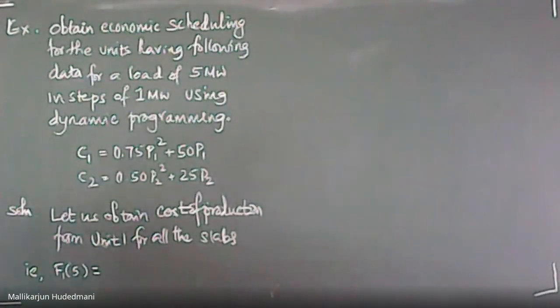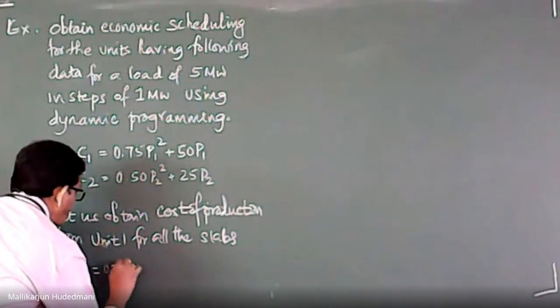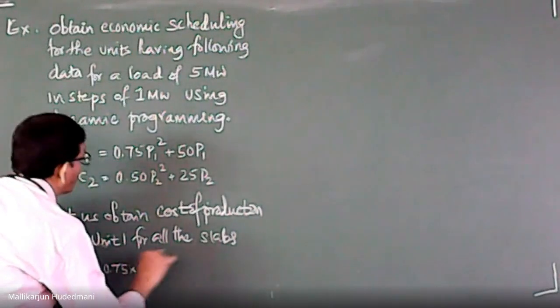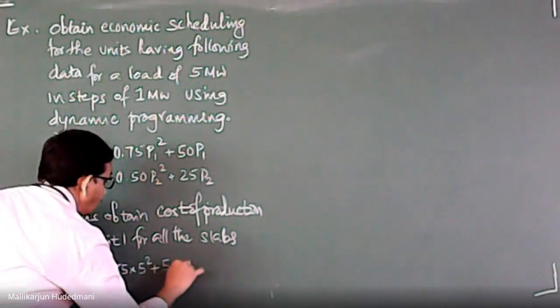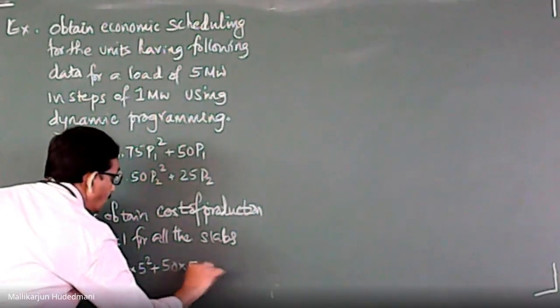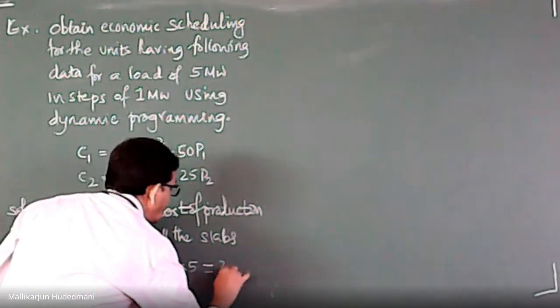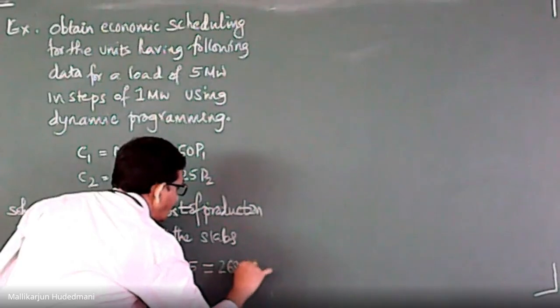Now, if I want to write this, how will I write it? It is 0.75 into 5 square plus 50 into 5. What is the value of this? If I numerically solve this value, I will get 268.75.